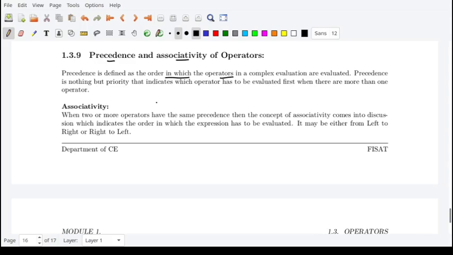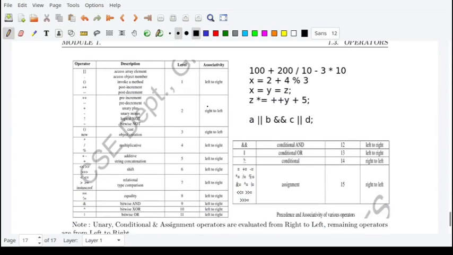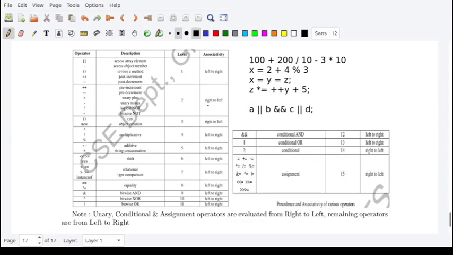Suppose we have more than one operator in an expression with the same precedence, then we use associativity rules to determine which operator has to be evaluated first. So associativity rules are either from left to right or right to left. That is, you have to evaluate either from left to right of an expression or from right to left of an expression. So this is the precedence and associativity relationship among different operators in C programming.